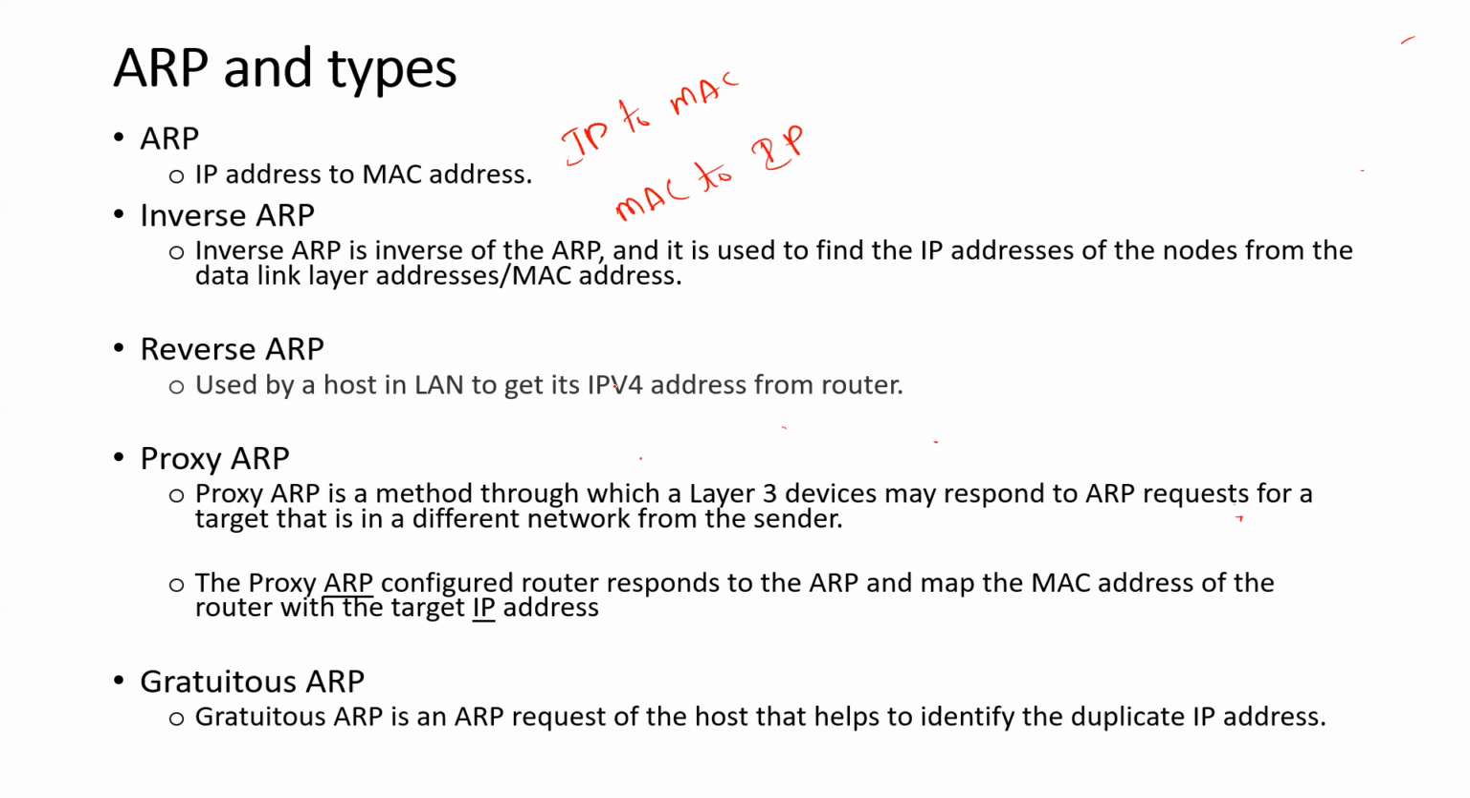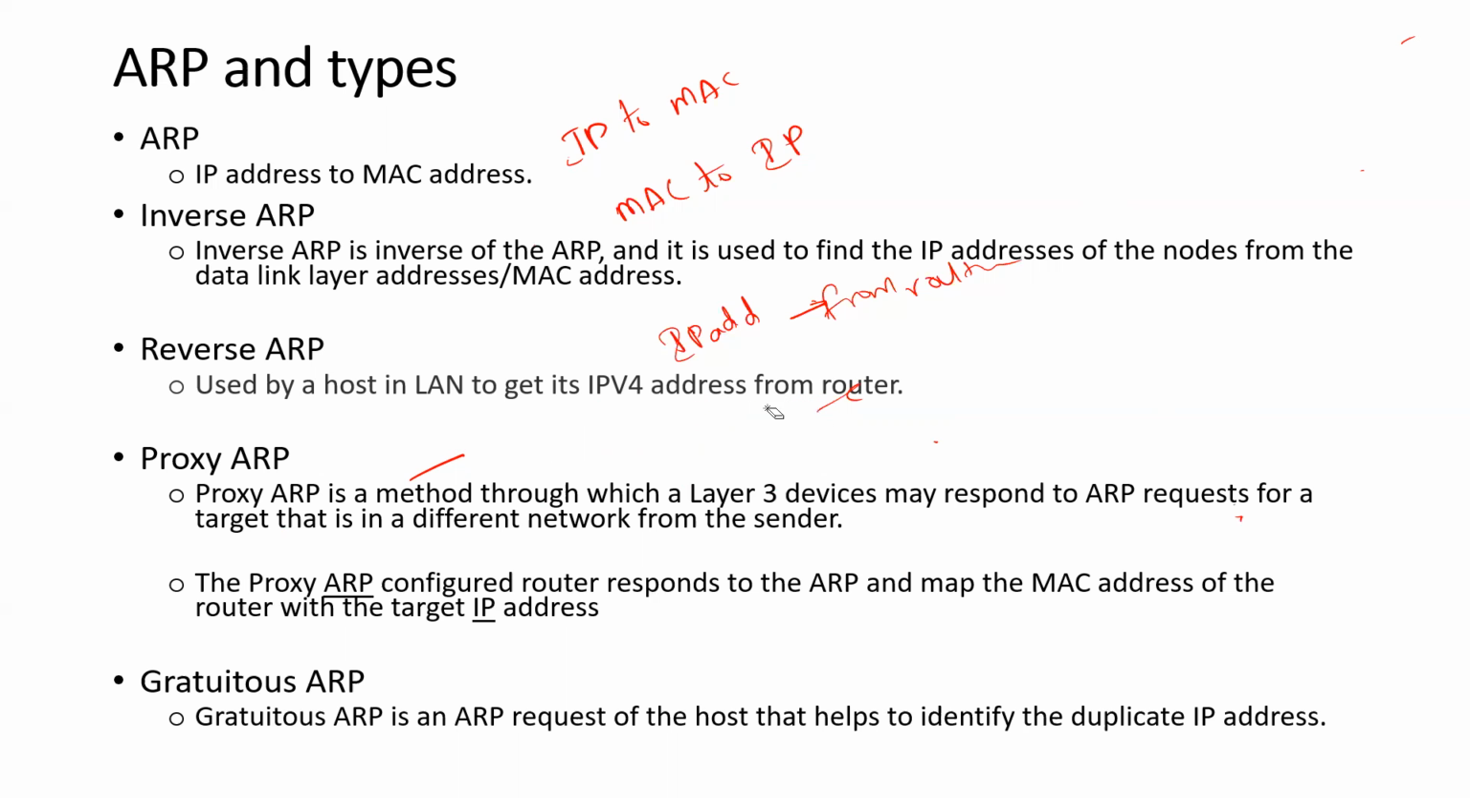Reverse ARP is nothing but getting an IP address from a router. Okay, and we have proxy ARP: IP to L3 device MAC address is called proxy ARP. We can't simply say IP to layer 3 device.